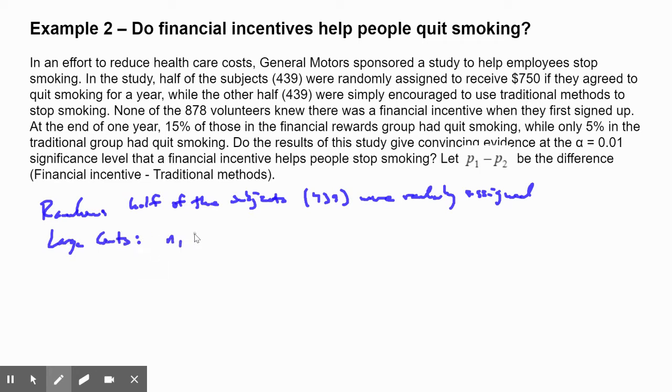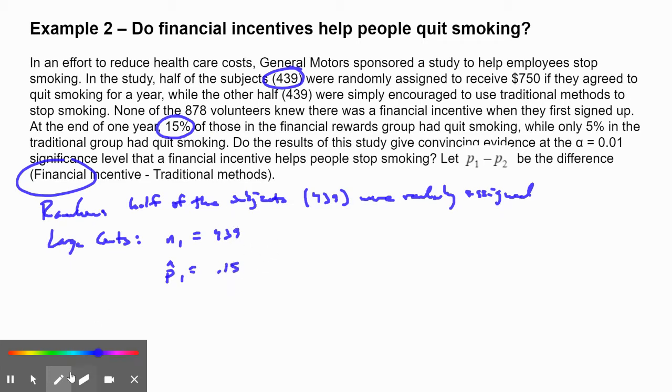So your first sample size for the financial group is 439, and of those, 15% quit smoking. So 439 is your sample size, and your p hat 1. Now, this was nice. They gave us the percentage, 0.15. Remember, sometimes you have to find that value. For group 2, again, the sample size was still 439, but now your p hat 2, only 5% traditionally quit smoking. So that's 0.05.